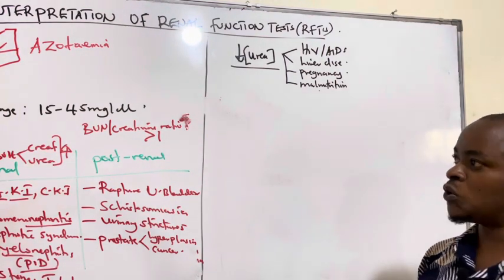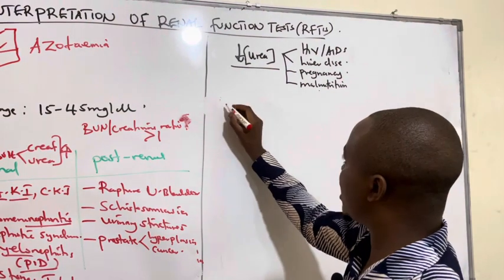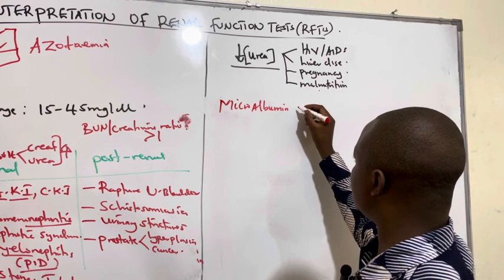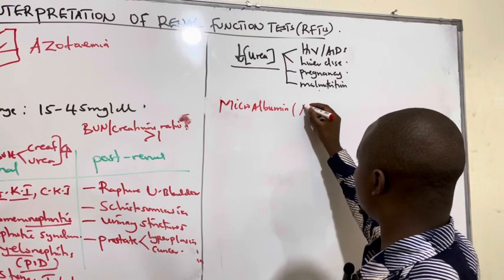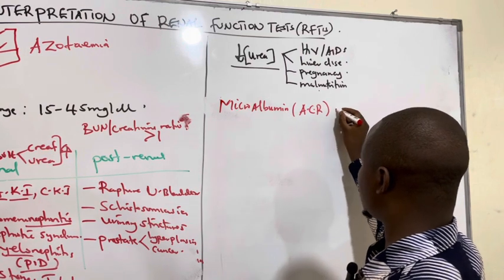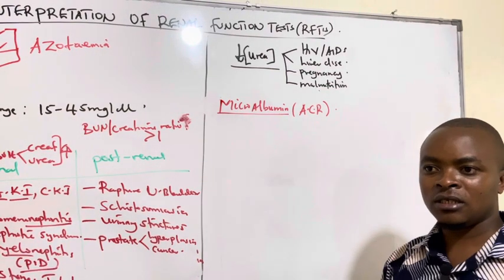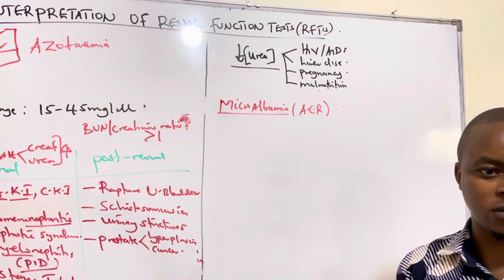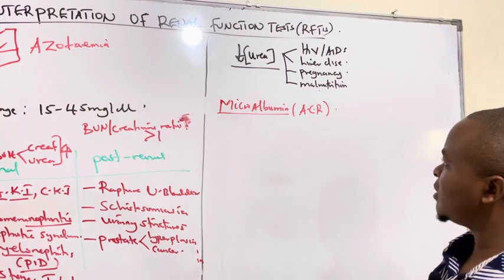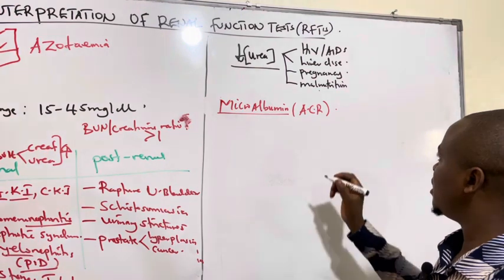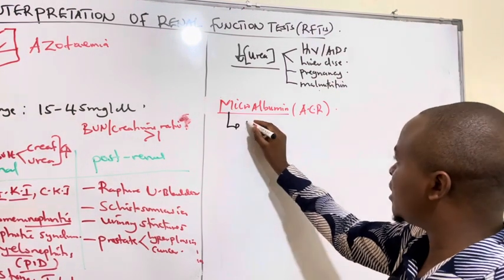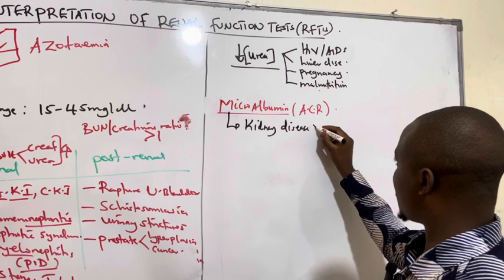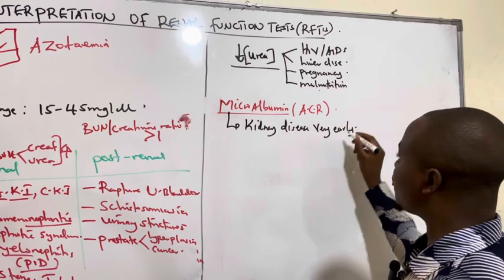The next parameter I wanted to go to is uric acid, and before uric acid, I can talk about microalbumin. Sometimes we call it microalbumin creatinine ratio, or albumin creatinine ratio. The word micro means small amounts or traces of protein found in urine. When you determine microalbumin, it can detect kidney diseases very early, even before the signs and symptoms.